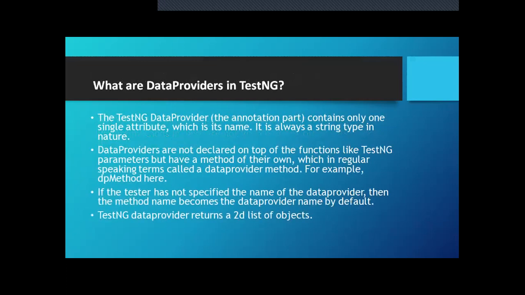What are data providers in TestNG? So again, this is an important question and it has been asked to two of my subscribers so far. So it would have been asked to many others as well. So TestNG data provider is nothing but an annotation, and it contains a single attribute, which is its name itself, and it is a string type in nature. And I'll show you the method name as well. So data providers are not declared on top of the functions like TestNG parameters, but have a method of their own. For example, I have used DP method over here.